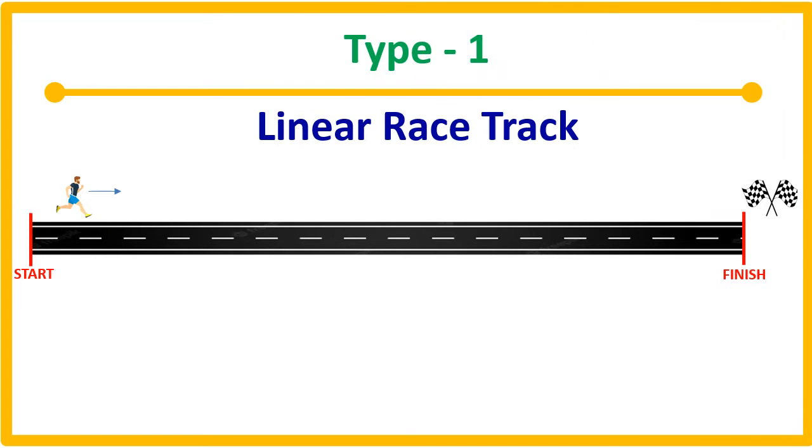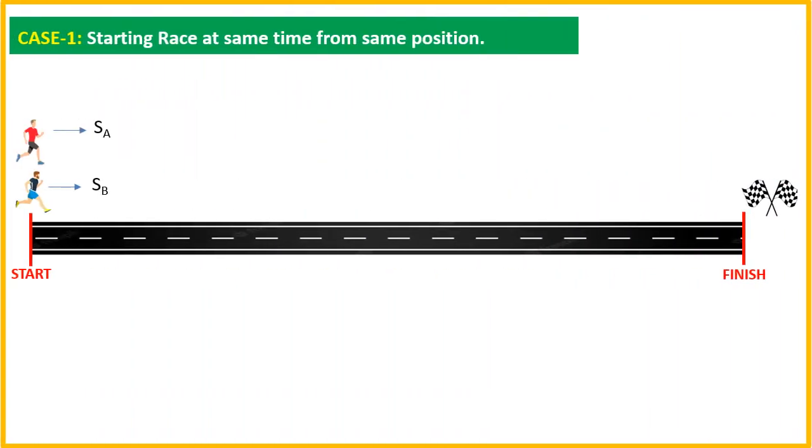So let us go with the problems on linear racetrack. Case 1. There are two players, let us say A and B, and they are starting the race from the same position at the same time. So this is the ideal case.